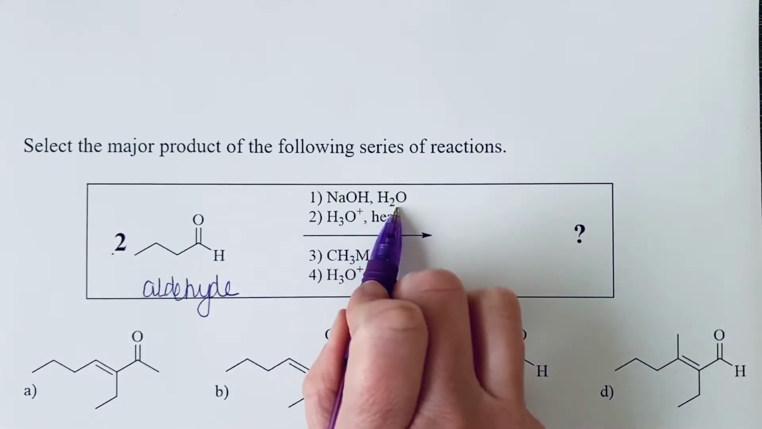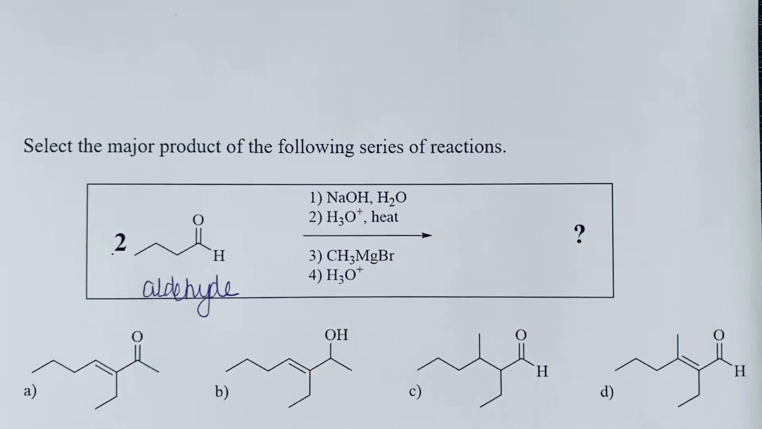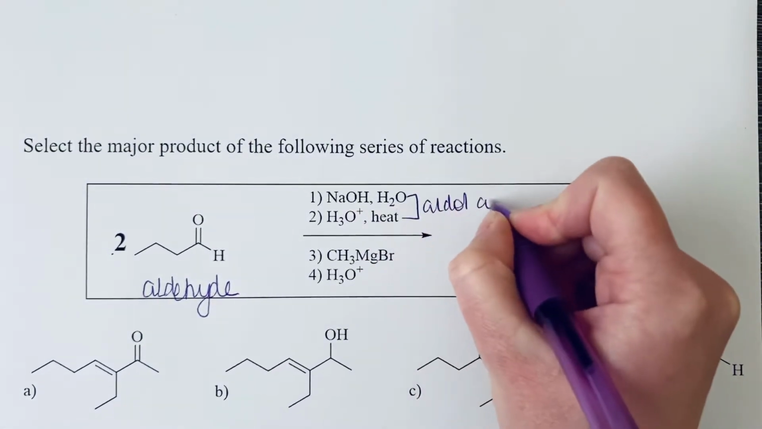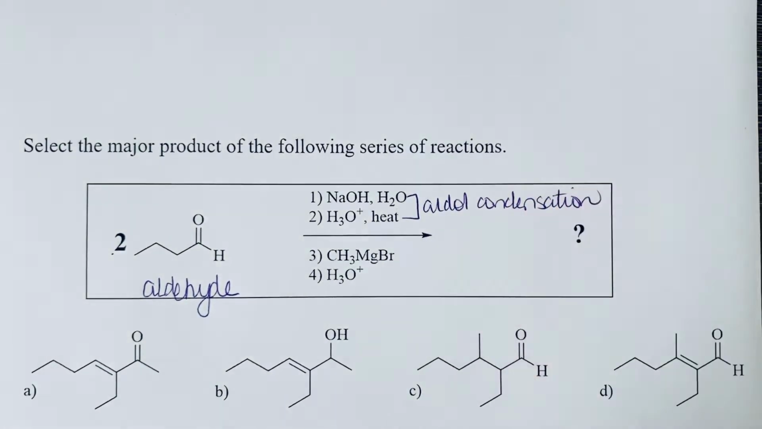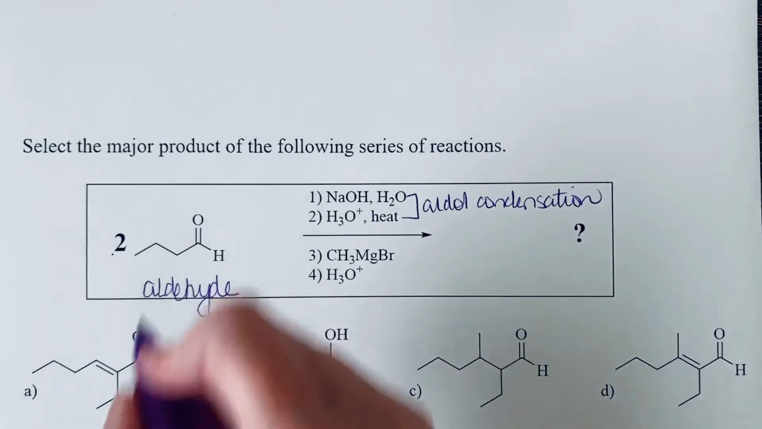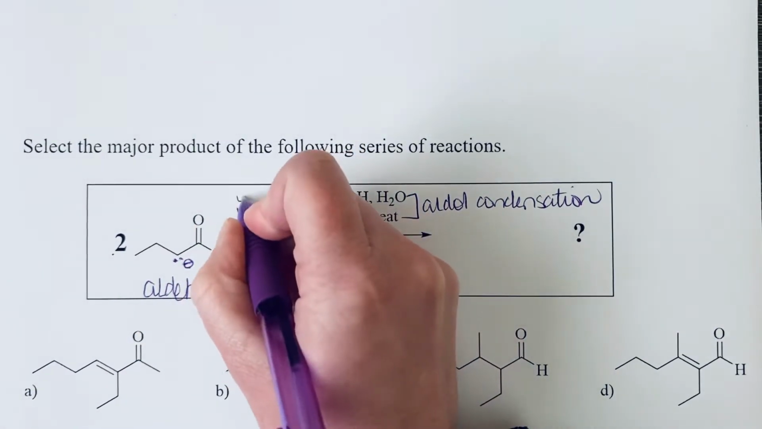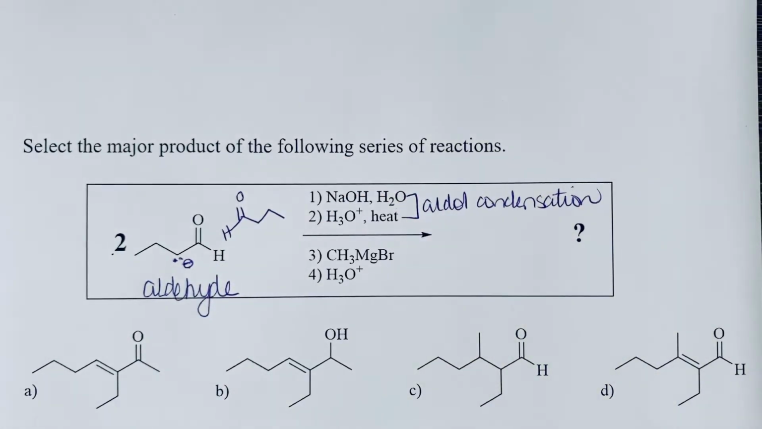So we're treating this with aqueous base and water, and following that up with H3O plus and heat. These are aldol condensation conditions. So we are bringing together two of these aldehydes. That means that we are going to deprotonate a little bit of one. So I'm just going to go ahead and draw the enolate. And this can react with the carbonyl carbon of another equivalent of the same aldehyde.